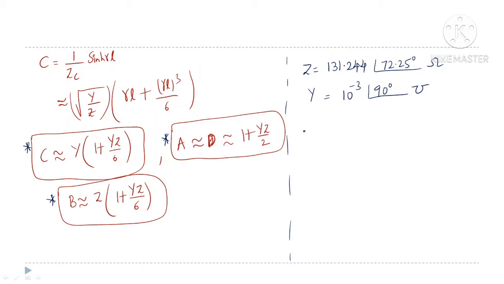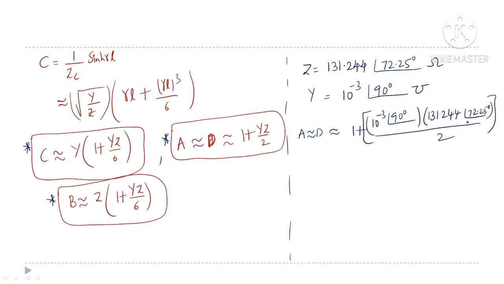Very simple. So A or D is equal to 1 plus Y, which is 10 power minus 3 at an angle 90 degrees, multiplied with Z, 131.244 at an angle 72.25 degrees, total divided by 2. This is y, this is z, by 2, and 1 plus. If you evaluate this with the help of a calculator, you will get A and D values as 0.9377 at an angle 1.22 degrees.